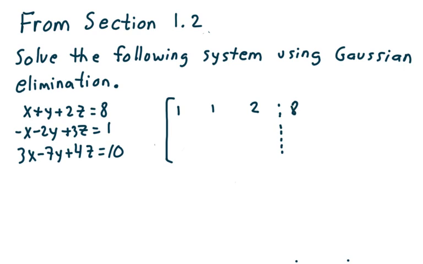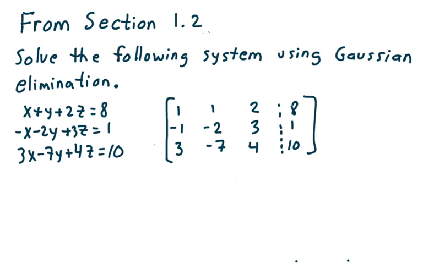Now in the second row, I'm going to put negative 1. That's the coefficient of x in the second equation. And then negative 2, 3, and then I'm going to put a 1 here because that's what that left side is equal to. In the third row, I'm looking at the corresponding third equation, and I'm going to put 3, negative 7, 4, and 10.